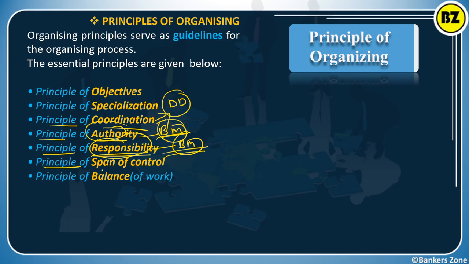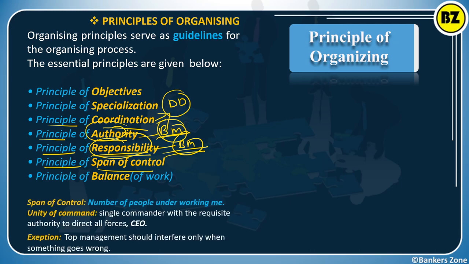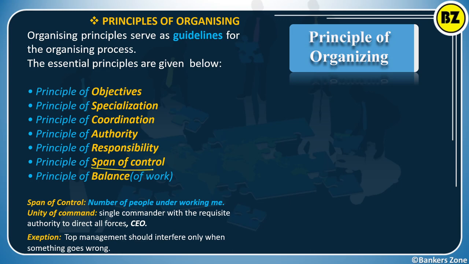Then principle of span of control. So what is the span of control? You have to understand. The span of control means basically how many persons are working under you. This is the span of control, how many people you are controlling, right? So simply, the number of people working under me is my span of control. Understand, a new term is here, right?